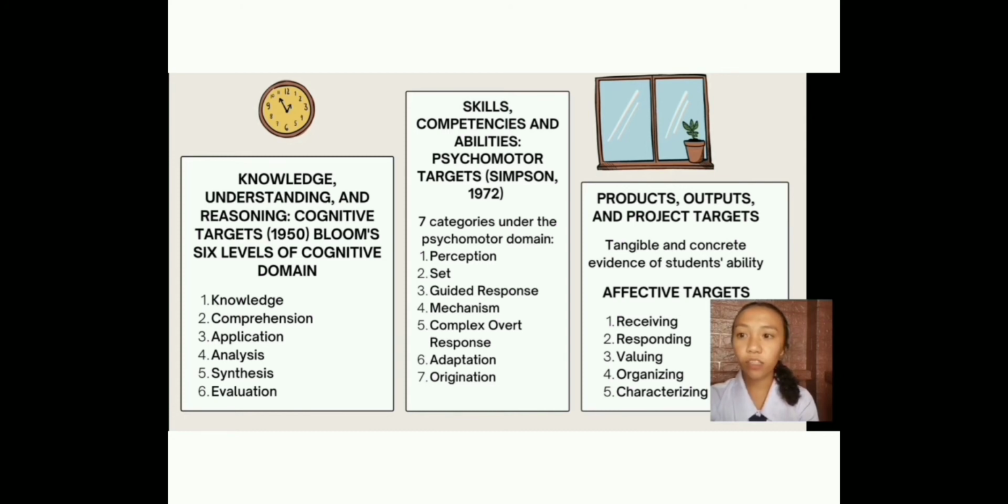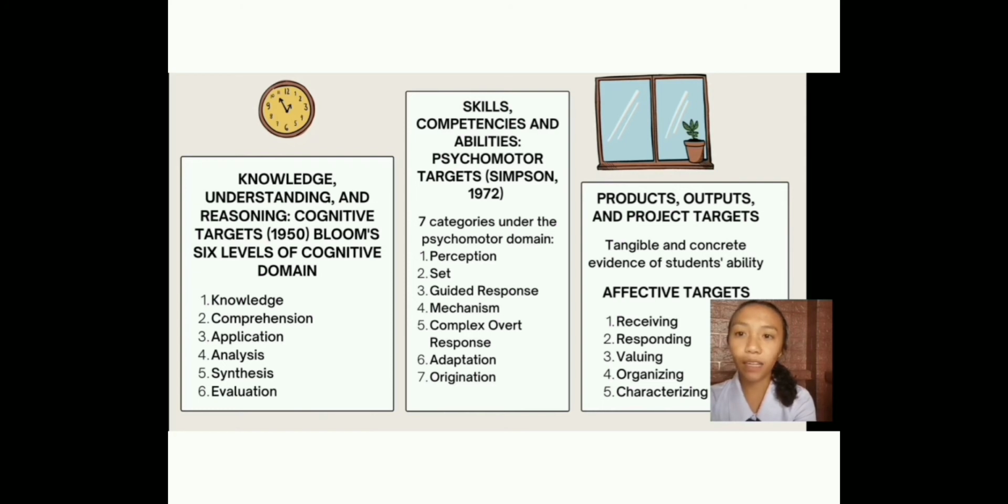Simpson 1972 mentioned that the psychomotor domain involves physical movement and motor skill coordination. There are 7 categories under the psychomotor domain, listed from the simplest to the most complex. First, we have perception, or the ability to use sensory cues to guide motor activity. Second, we have set, or the readiness to act. Third, we have guided response, which is the early stage in learning a complex skill. That includes imitation and trial and error.